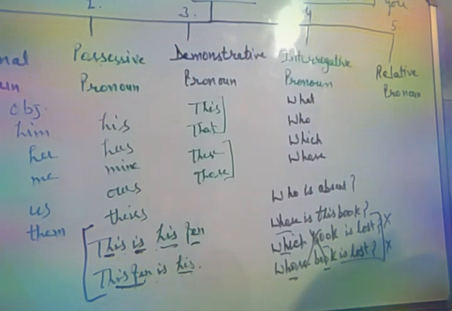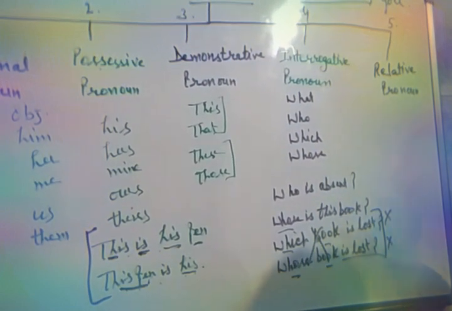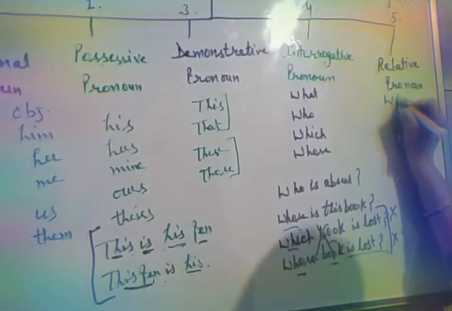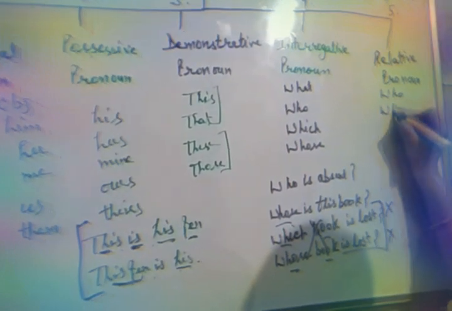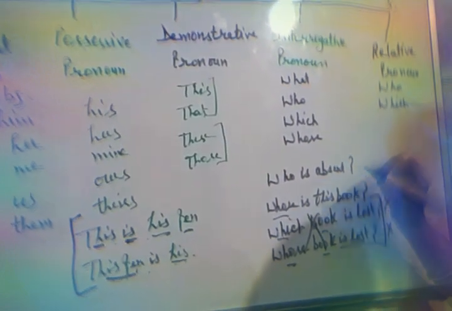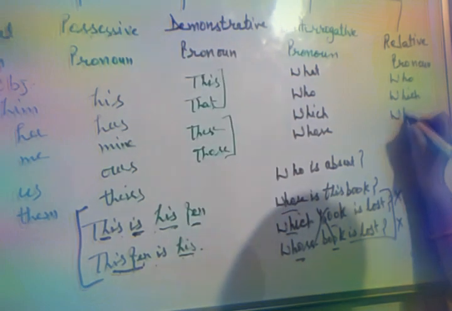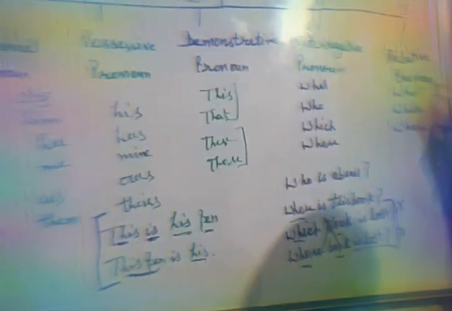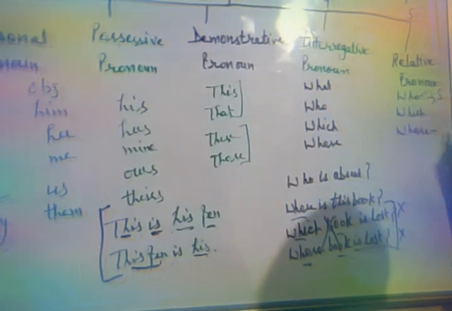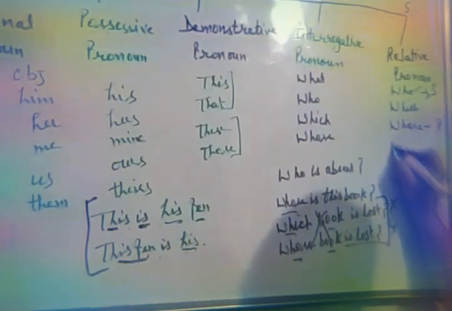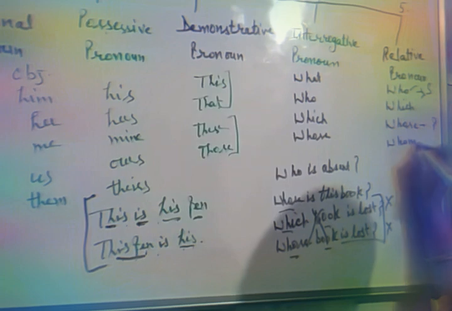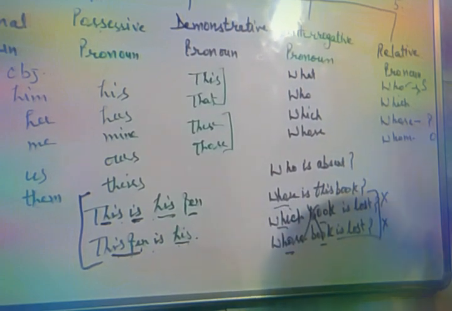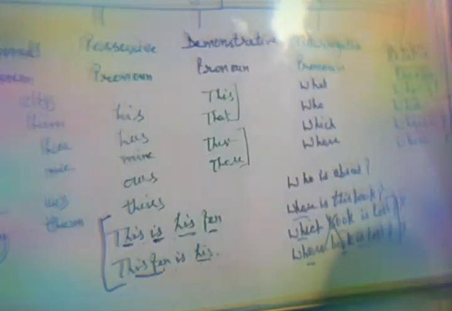Then relative pronouns. The same words are used as relative pronouns: who, which, or whose. Who is used for the subjective case, whose is used for the possessive case, and whom is used for the objective case. Be very careful: which is used for non-living things.